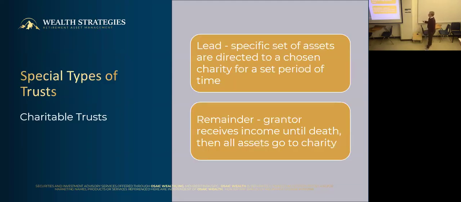There's a couple special types of trust that you can have. So charitable trusts are some of the more common ones. You'll have a charitable lead trust, which has a specific set of assets that are directed to a chosen charity for a set period of time. So you're just moving those assets over today. It's like doing it on the front end, and then you might get some remainder of that, or if they use it for a certain period of time. And then the one that's more common, it's easier to understand. Usually what people actually want are charitable remainder trusts.